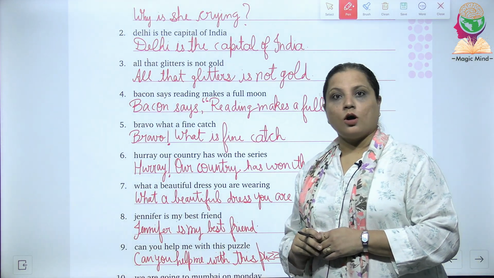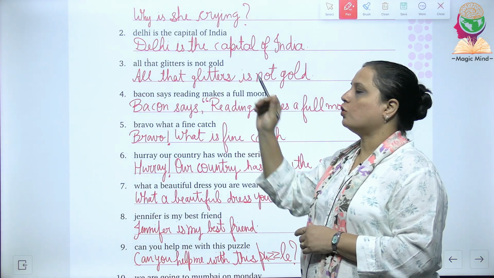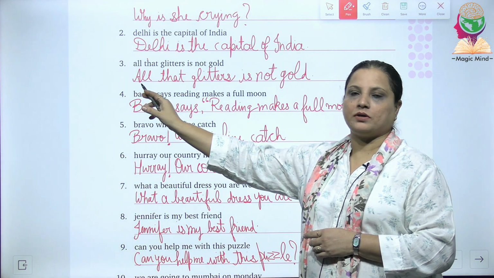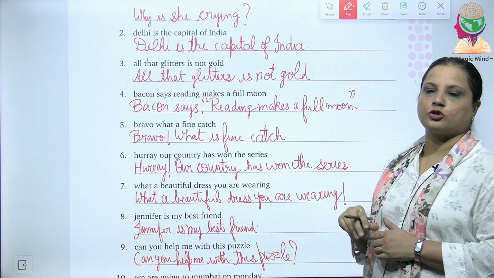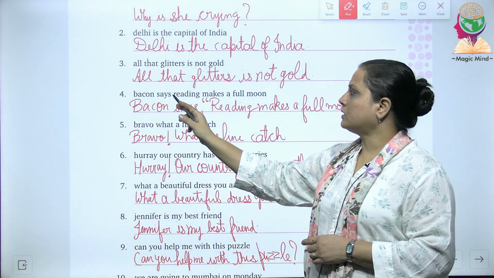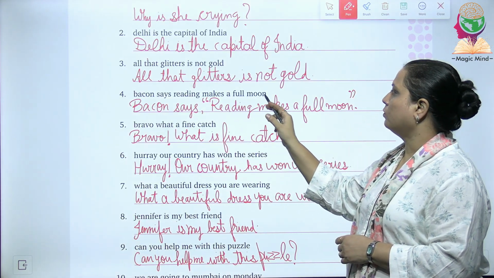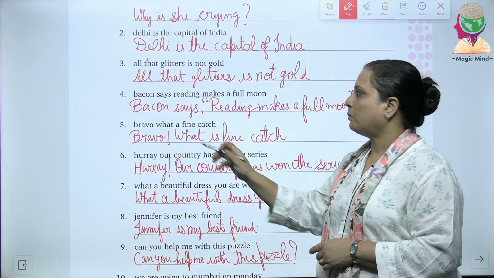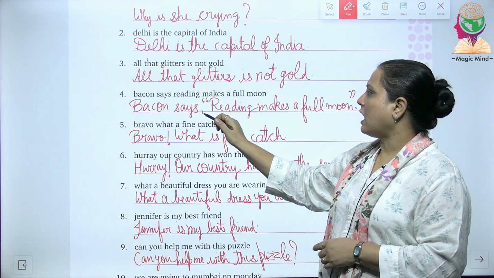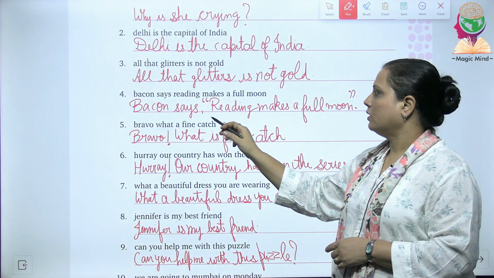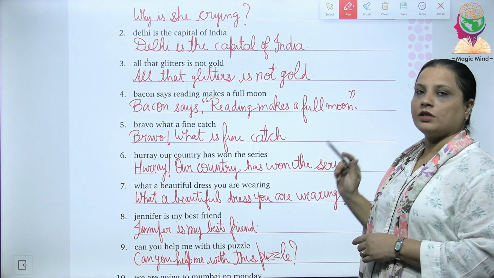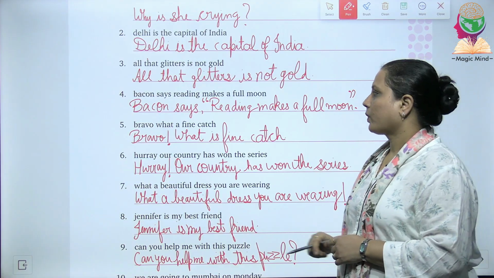Third sentence, all that glitters is not gold. Again in this sentence, we will begin the sentence with A in capital letters. Then we'll put a full stop in the end. Fourth statement is, Bacon says reading makes a full man. In this sentence, Bacon, B has to be written in capital letters. Then after says, we'll put a comma. Then we'll begin the quotation with inverted commas and then a full stop.